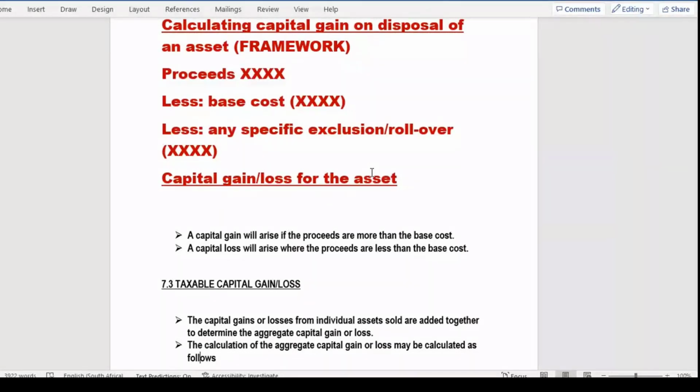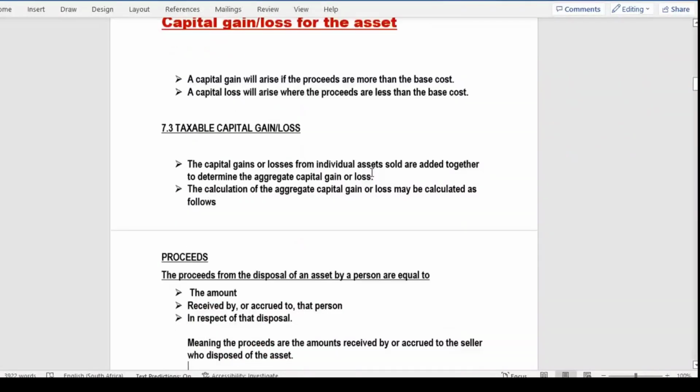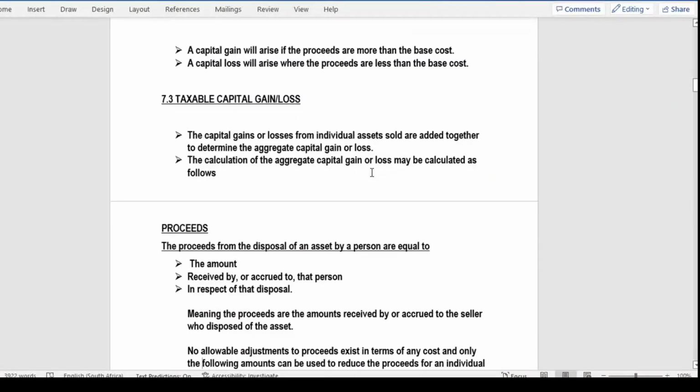You just have to show it individually as per the asset items. The capital gain will arise if the proceeds are more than the base cost, meaning that if your proceeds are greater than your base cost, you're going to have a capital gain, and vice versa will be the capital loss. That is when the capital loss arises: when the proceeds are less than the base cost. Example, capital gain or loss. The capital gains or losses from individual assets, as I've explained, are added together to determine the aggregate capital gain or capital loss. The aggregate capital gain or loss may be calculated as follows.